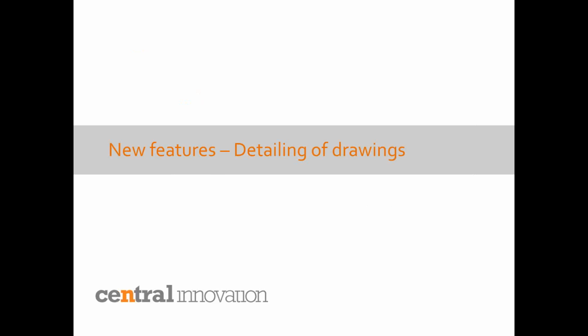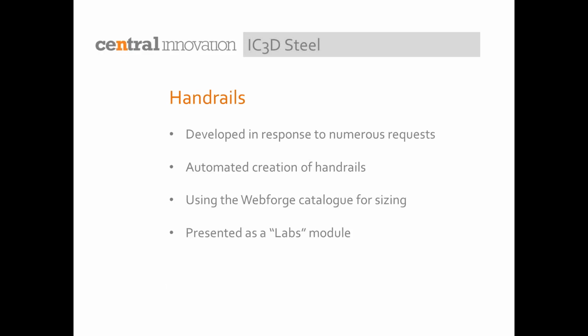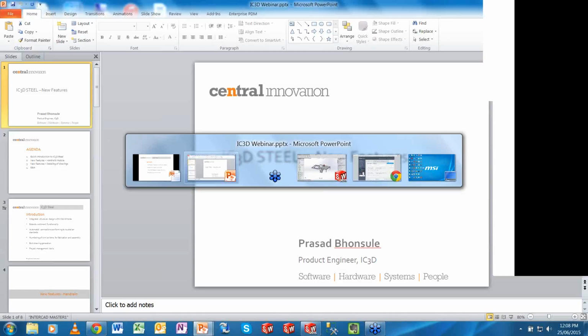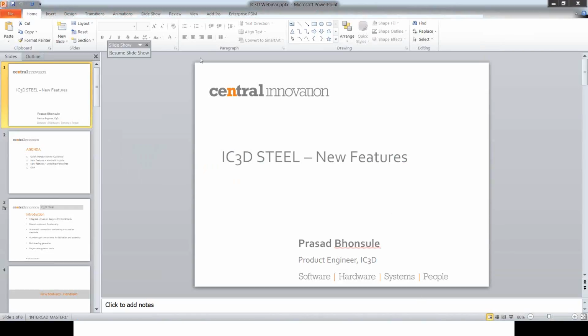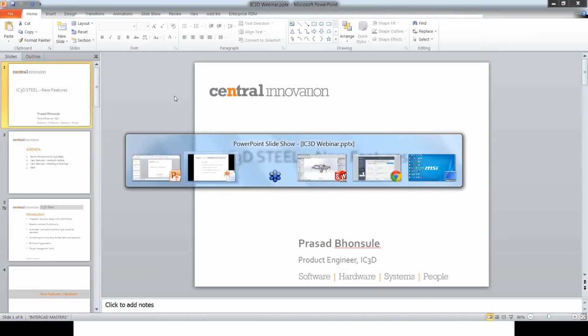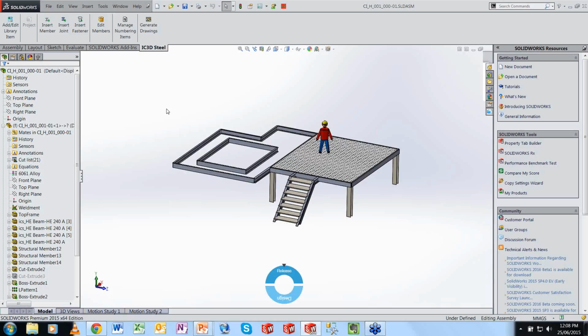So let's take a look at the handrails module. I'm just going to switch to SolidWorks. So hopefully you should all be seeing an assembly on the screen, which I've got open inside of SolidWorks. Again, if you can't see it, just let me know in the chat, and I'll try to refresh my screen, but I'll just assume that you're seeing it.